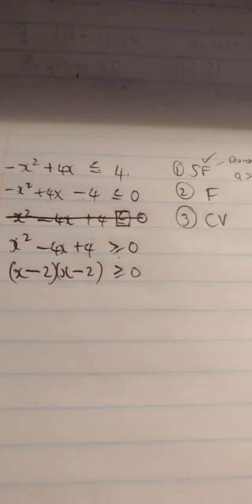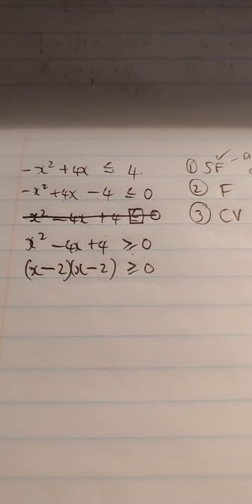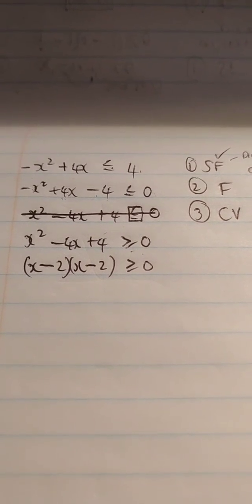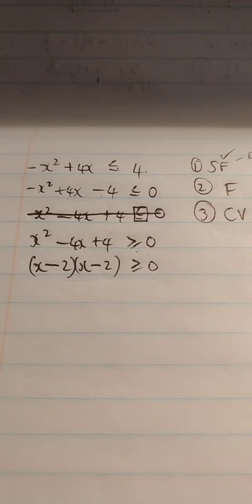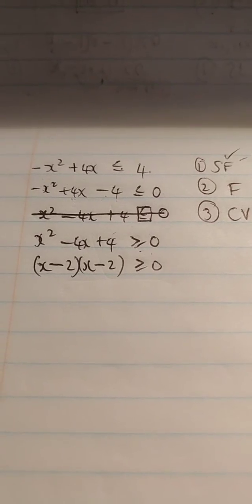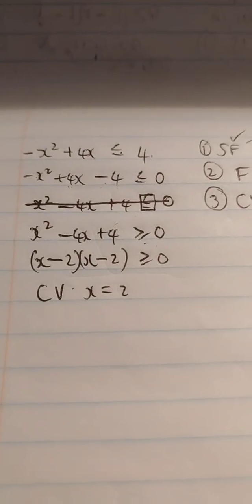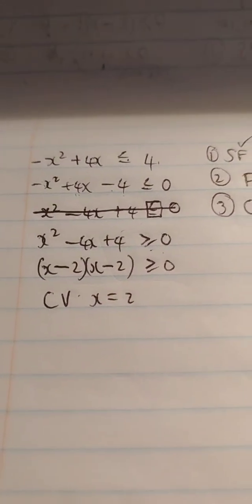Now the question is, do we get 1 critical value or do we get 2? Because if there's 1 critical value, we are safe to say that our graph is going to touch the x-axis once. So there's only 1 critical value. CV is x is equal to 2. Okay, guys, that's 1 value. You don't have to say the critical value is 2 and 2. No, there's only 1 value.